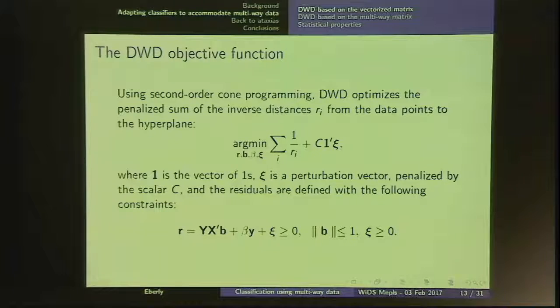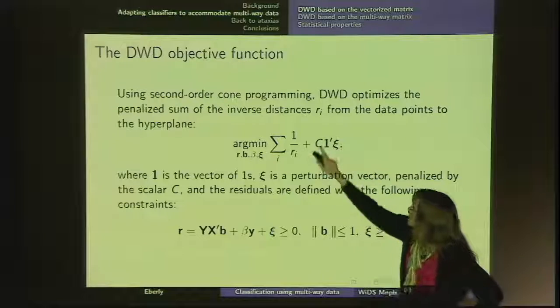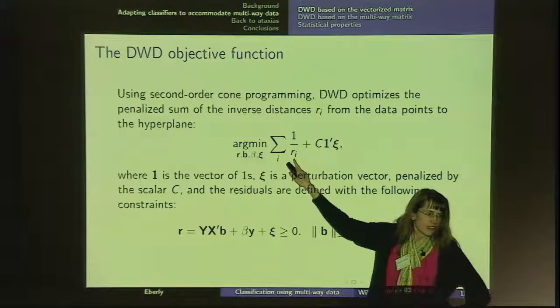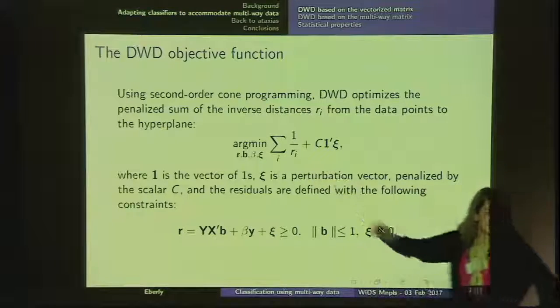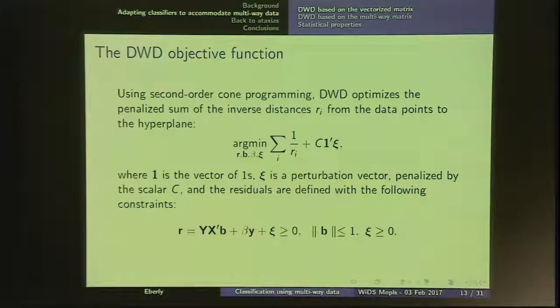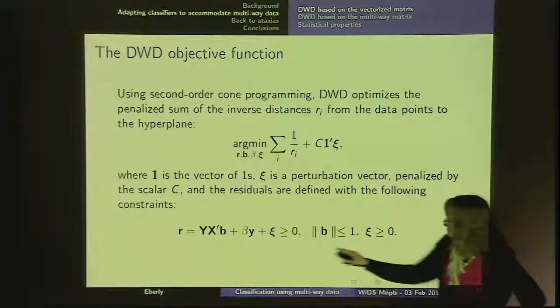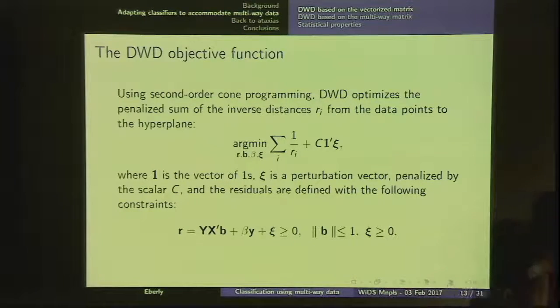DWD uses second-order cone programming to optimize the penalized sum of the inverse distances from the data points to the hyperplane. So this piece is the penalty, and this piece is the distance to the hyperplane, what statisticians would think of as a residual. And the residuals are defined with these constraints.